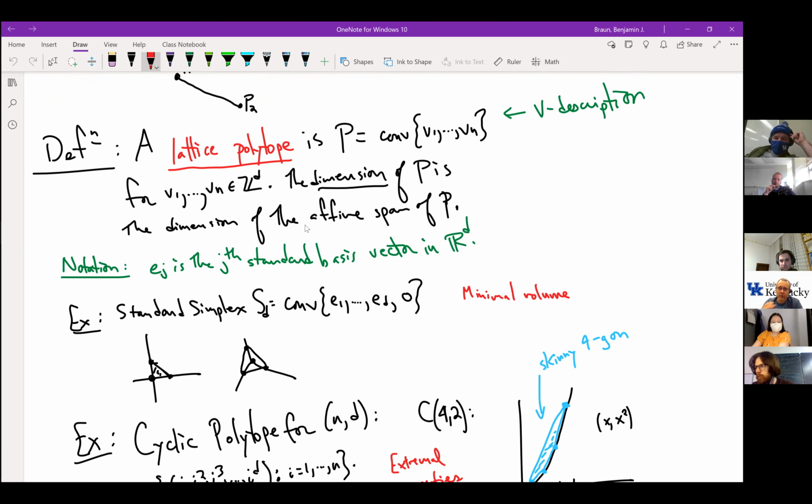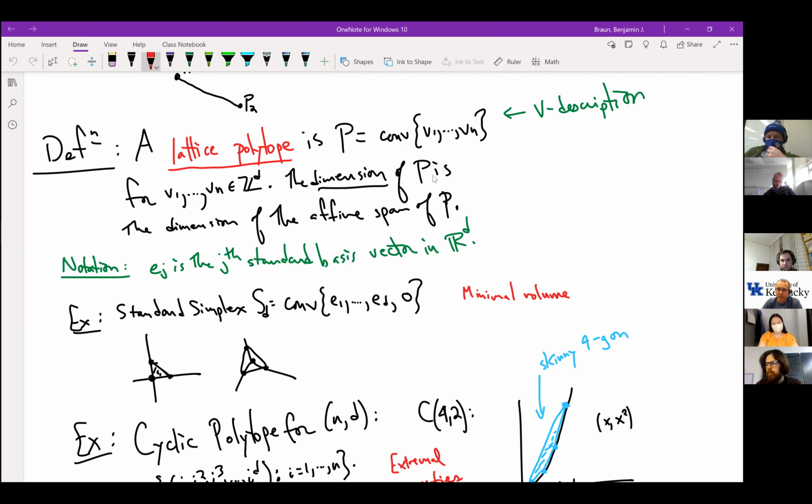And so the way that we define a lattice polytope is that we restrict the points defining this convex hull to be integer vectors. So a lattice polytope, which I might often say an integer polytope, lattice and integer for me are interchangeable terms, is P equal to the convex hull of V1 through Vn for V1 through Vn in Z^d. And this is called the vertex description of the polytope, or the V description.